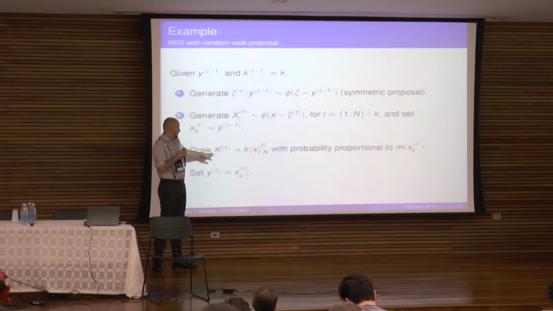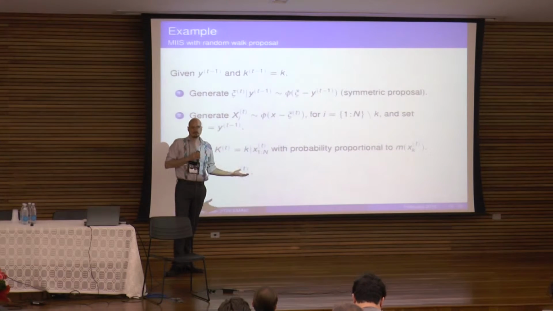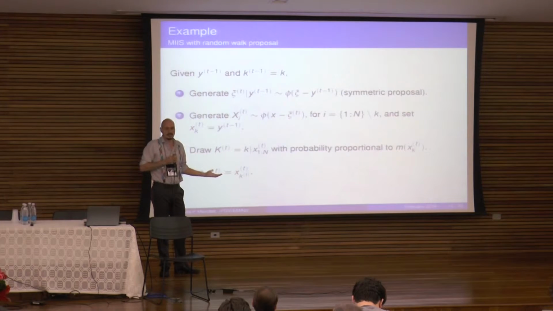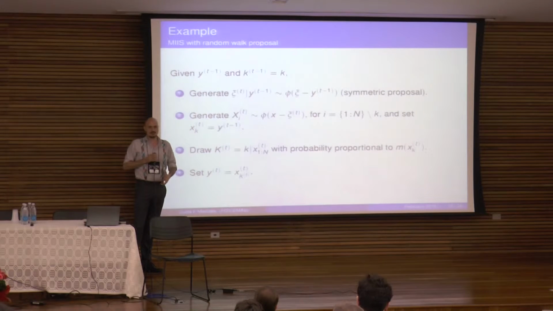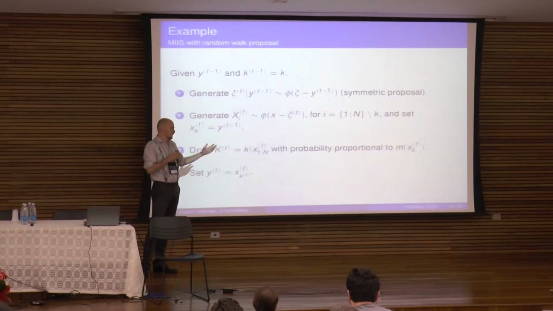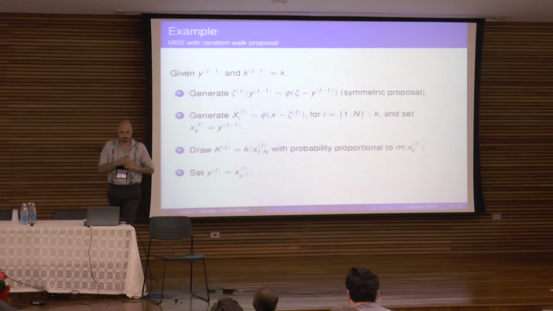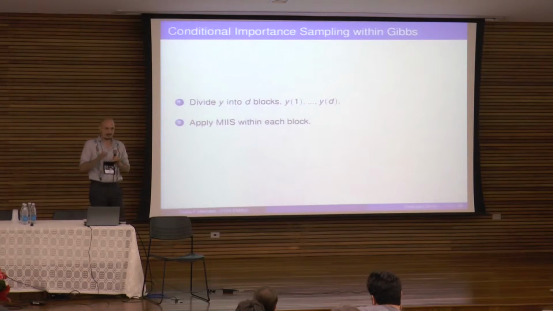Now, the weights associated with each particle are only m of xk, which in a Bayesian setting will be the likelihood times the prior. So just like in the random walk algorithm, we had the ratio of likelihood times prior. In the Markov interacting importance sampler, our weights are given by the prior times the likelihood, as we would expect. All right, that's the basic algorithm.